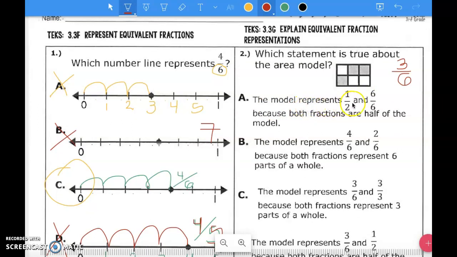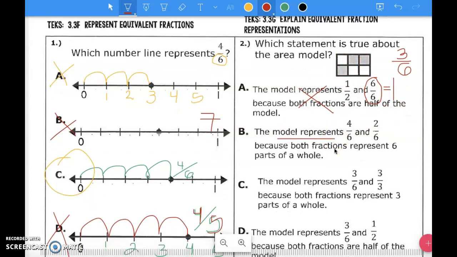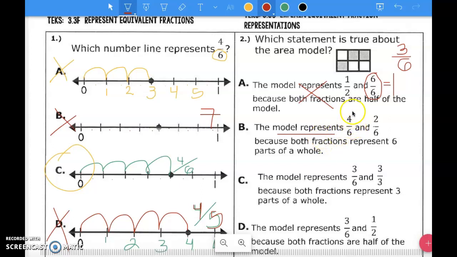Now let's read what's going on. The model represents one half and six sixths. Okay, is this a half? When you have the same number as the numerator and the denominator, it's a complete shape. So six pieces out of six, it's one. Six slices of pizza out of a pizza that was divided into six parts, that's a whole pizza. So this is not okay.